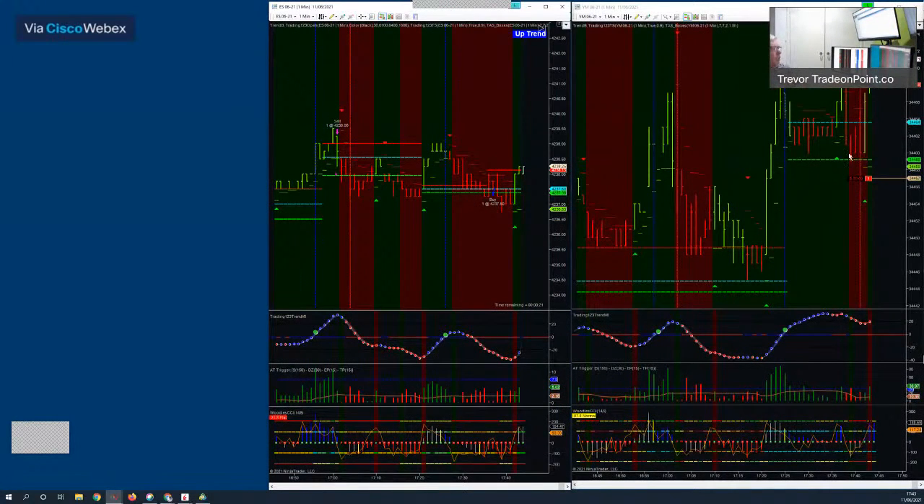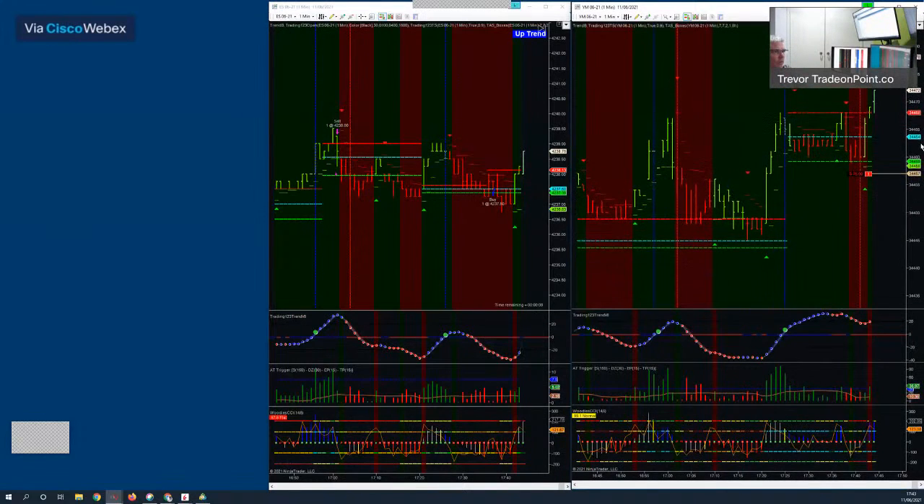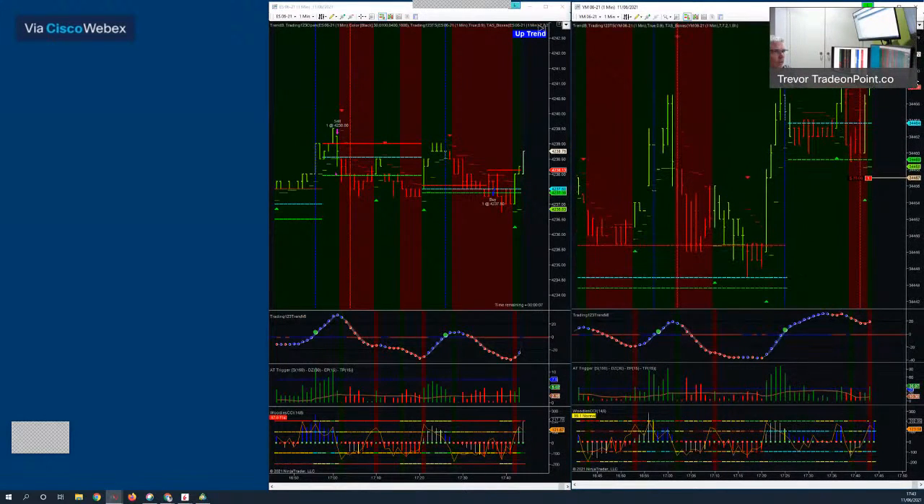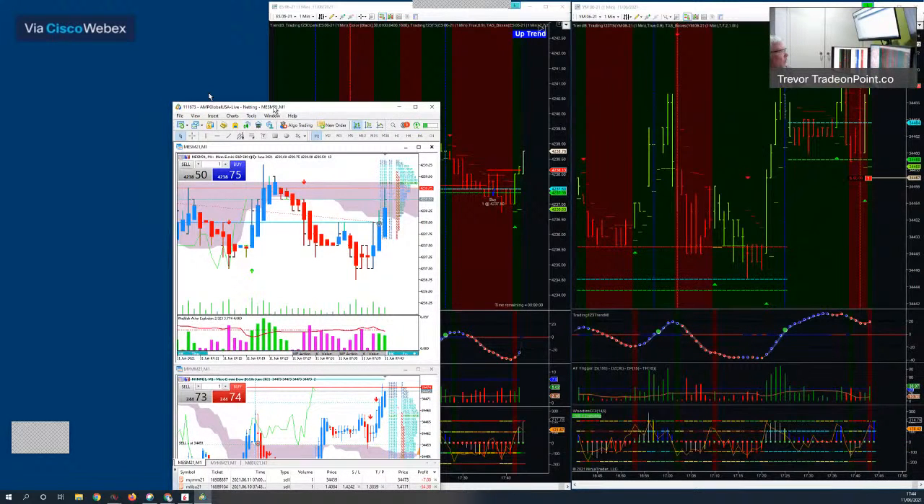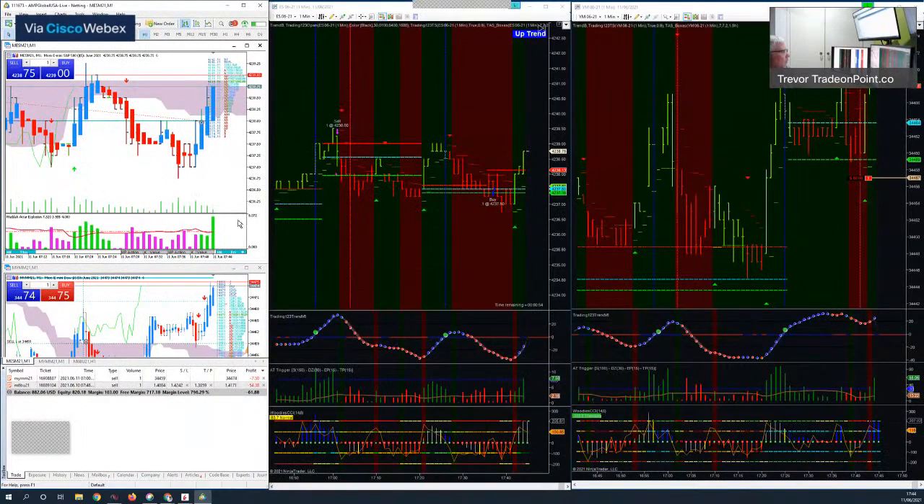I'm going to potentially take this ES long, although I'm going to get out of this Dow Jones trade. I'm down $75. It's coming up close to my stop at the moment, so I'll probably be willing to risk $100 on the trade.